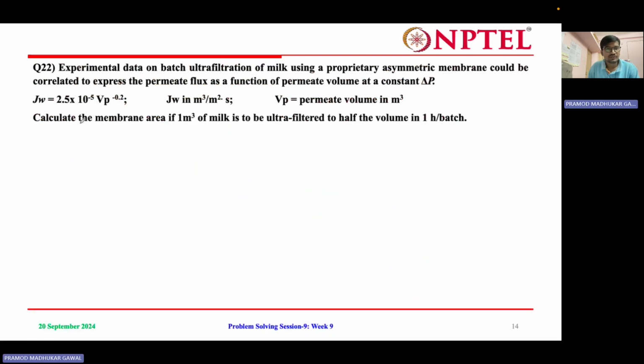Moving to question number 22. An experimental data on a batch ultrafiltration of milk using a proprietary asymmetric membrane could be correlated to express the permeate flux as a function of the permeate volume at a constant delta P. Here is the flux relation given: JW is equal to 2.5 times 10 to the minus 5 Vp raised to the power minus 0.2, where Vp is the permeate volume. Calculate the membrane area if 1 meter cube of milk is to be ultrafiltered to half volume in a 1 hour batch.